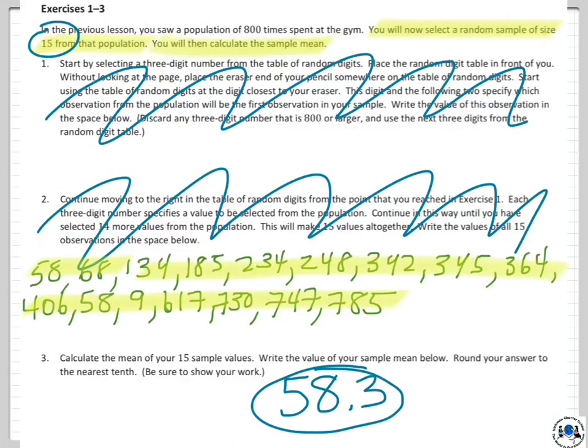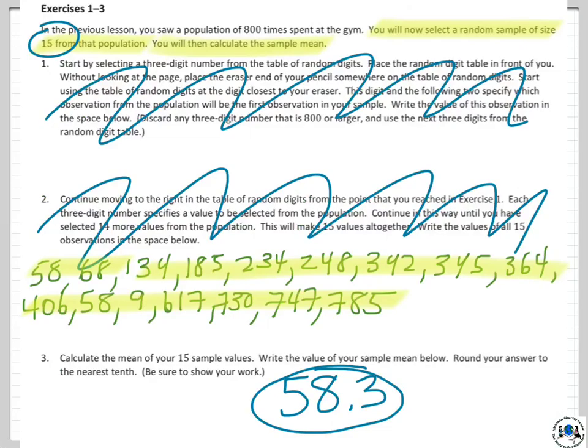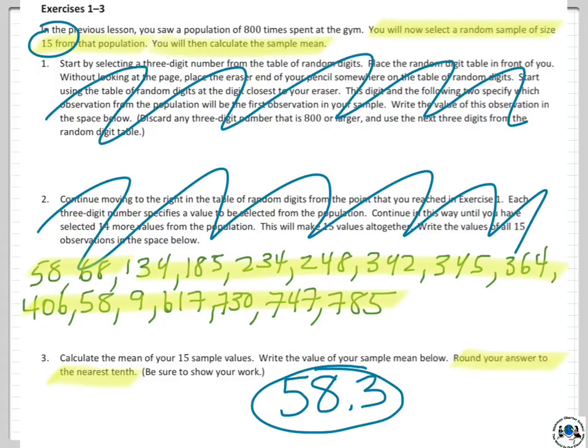Okay, so I went ahead and did that, added all these values up, and came to a mean of 58.3, because it asked me to round to the nearest tenth. Be sure to show your work. I can't really hold you to that, of course, but here's my work: all of my numbers, and then into my calculator, and that came up. So there we go, 58.3.